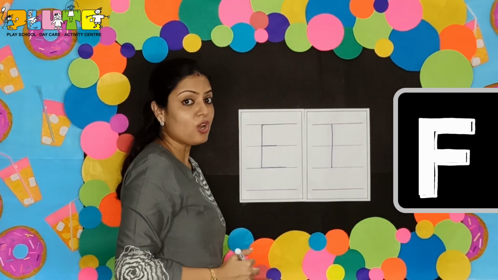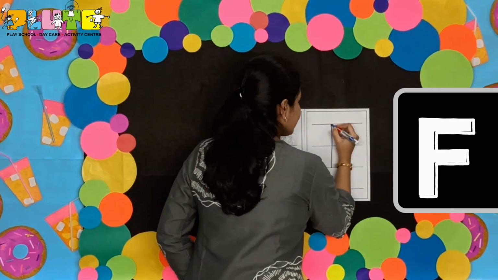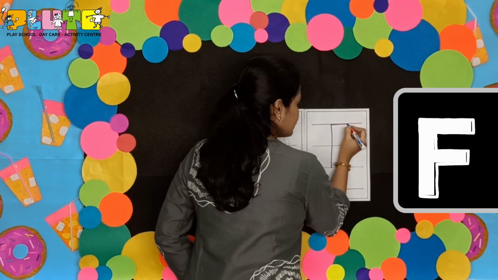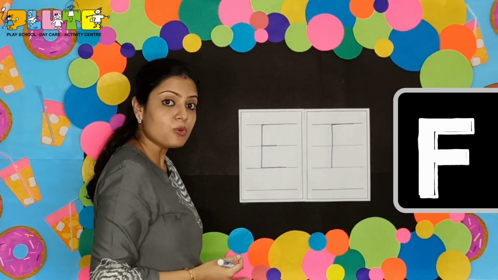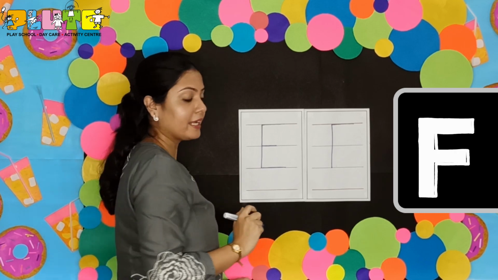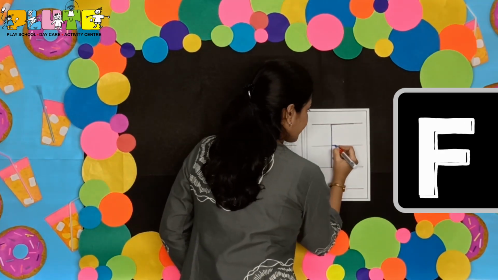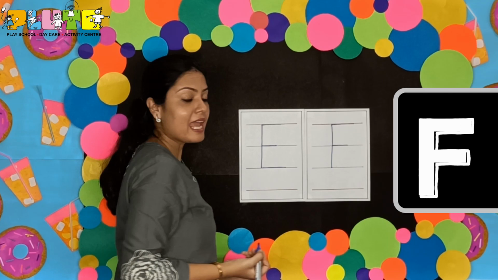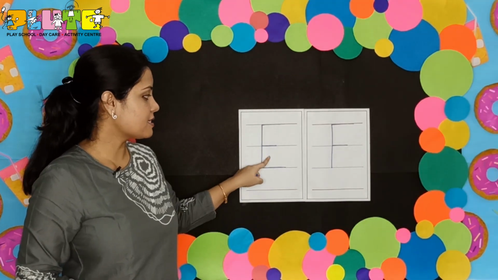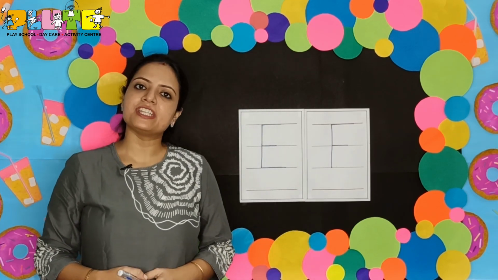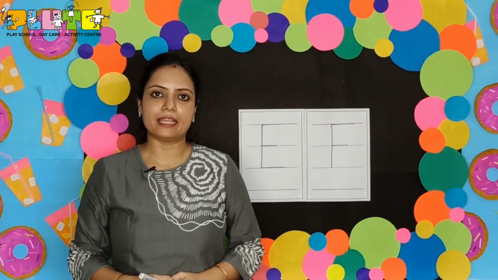Then I will draw a sleeping line on the first line. And one more sleeping line, that is a small sleeping line on the second line. This is F. So children look, this is E and this is F. So I, L, T, H, E and F are the 6 letters that can be written using the standing and sleeping lines. Now children, moving on to our next pattern, that is slanting lines.